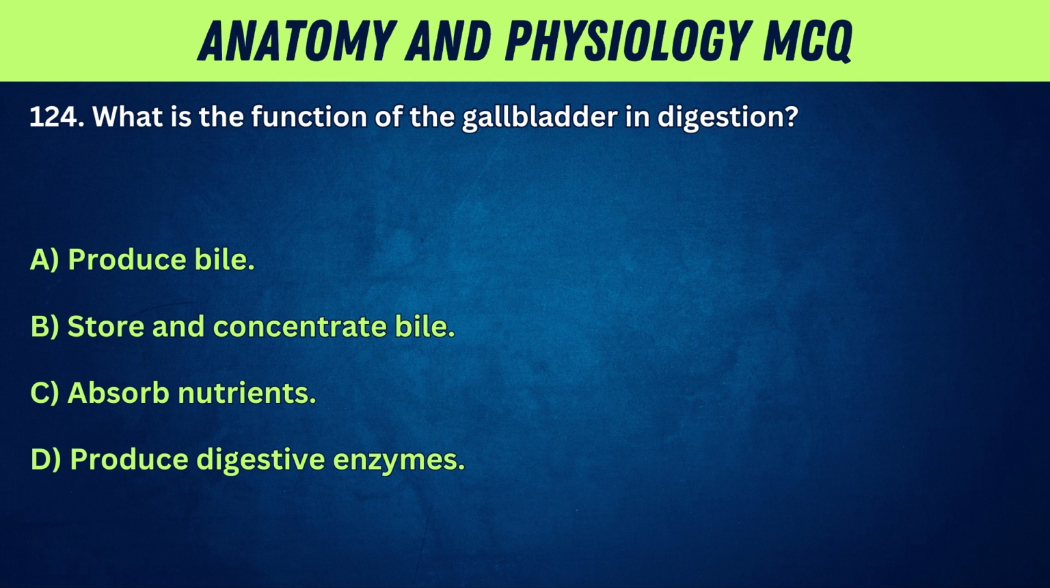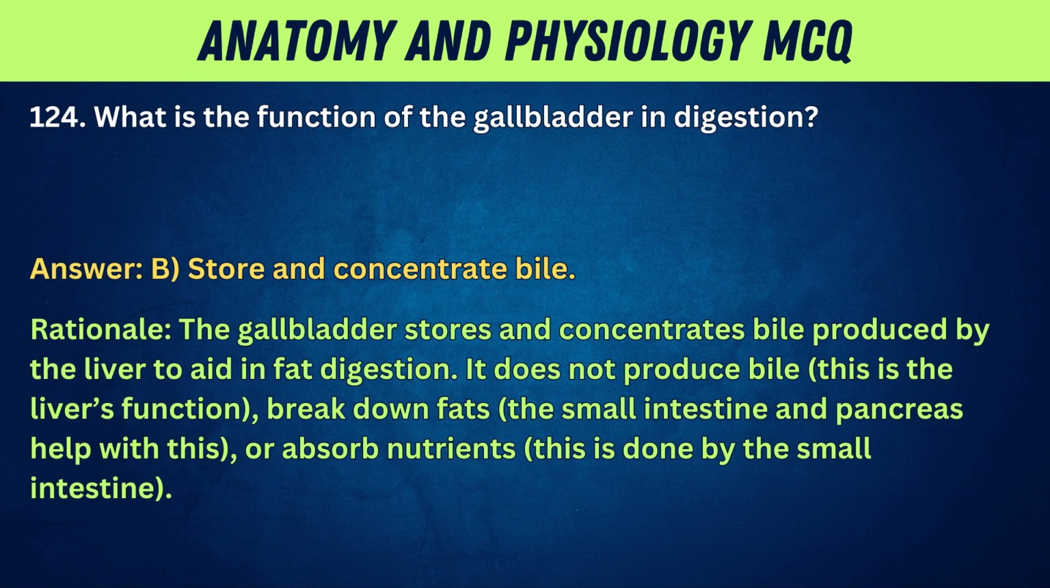124. What is the function of the gallbladder in digestion? A. Produce bile. B. Store and concentrate bile. C. Absorb nutrients. D. Produce digestive enzymes. Answer: B. Store and concentrate bile.